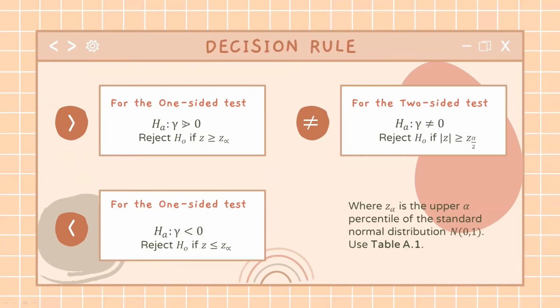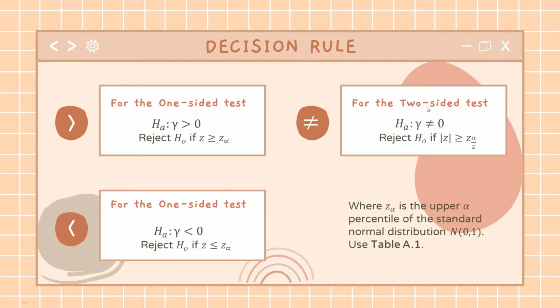For our decision rule, for the right-tailed one-sided test, if gamma is greater than 0, reject the null hypothesis if C is greater than or equal to the tabled critical one-tailed value at the prescribed level of significance and if C is positive. For the left-tailed one-sided test, if gamma is less than 0, reject the null hypothesis if C is less than or equal to the tabled critical one-tailed value at the prescribed level of significance and if C is negative.